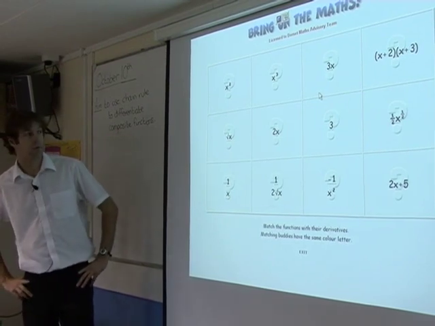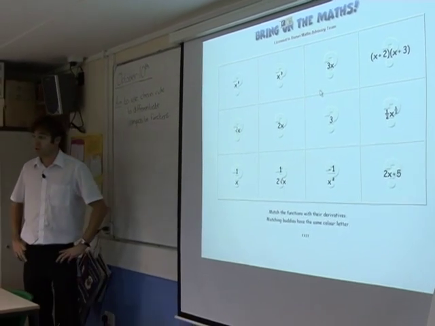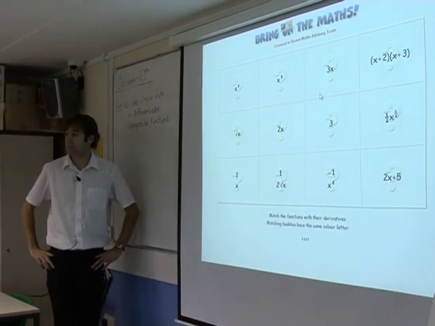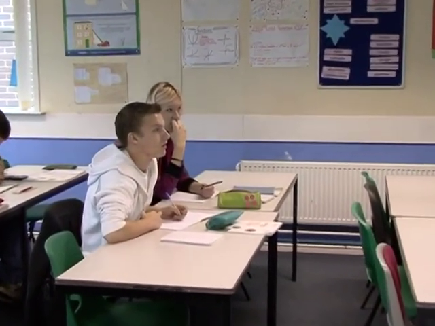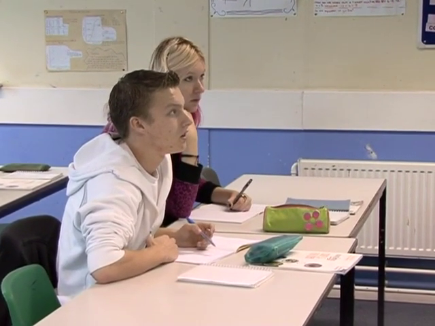Root x isn't up there either, is it? Root x differentiates to a half x to the minus a half, because root x is the same as x to the power of a half. Good. And then you bring the half down and take 1 from it. And that gives you which? Minus a half. So half x to the minus a half. Excellent. There's only half x to the half up there.